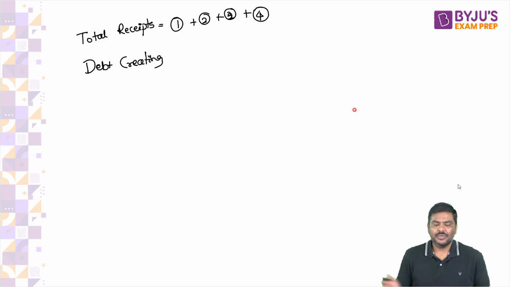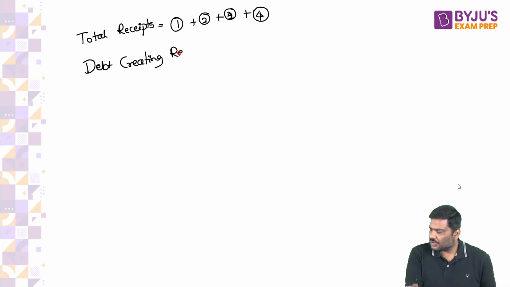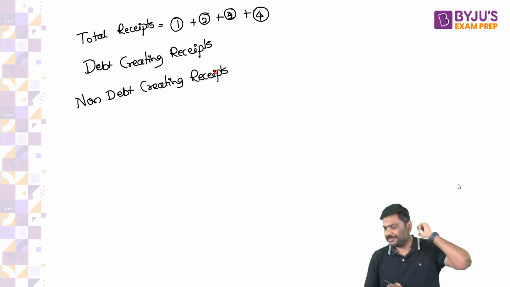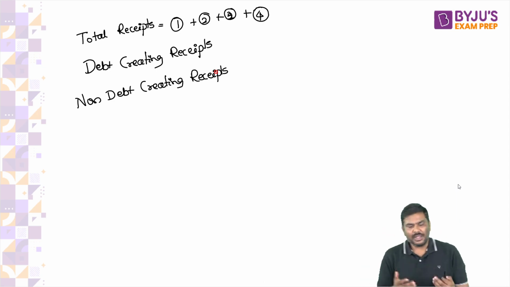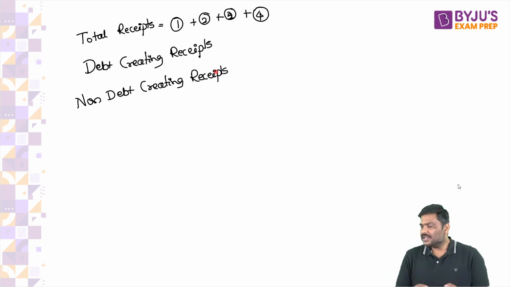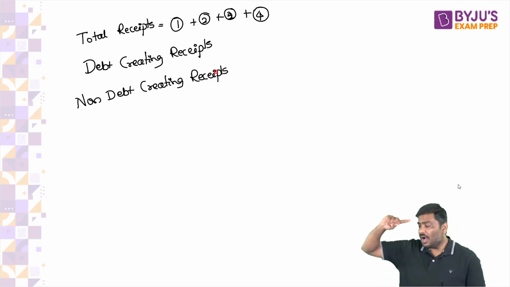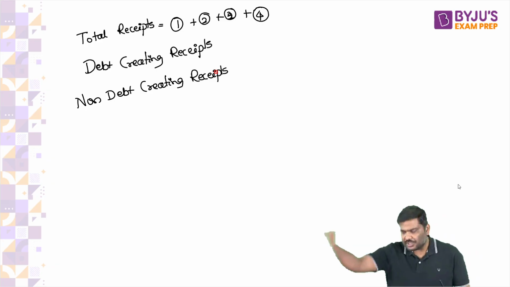Listen. Second, within this only, I will call debt creating receipts and non-debt creating receipts. What do you mean by debt? Debt means simple. Any receipt which will lead to an outflow of money in the future. Debt means any receipt that you're collecting today which will lead to outflow of money in the future.